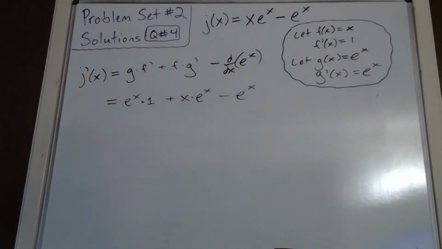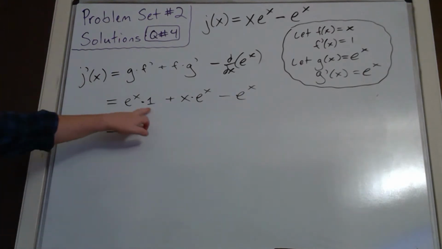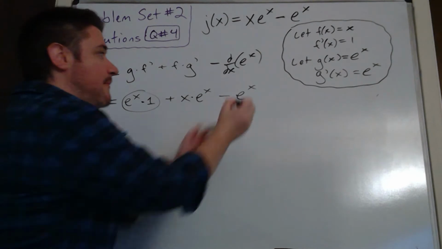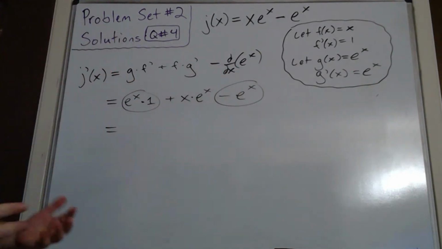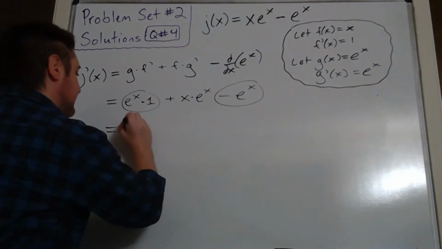All right, so there we go. And so what I have left here is e to the x times 1, which is just an e to the x. So e to the x, and then over here minus e to the x. So those things are actually going away. And then the only thing that is left behind is this x e to the x.